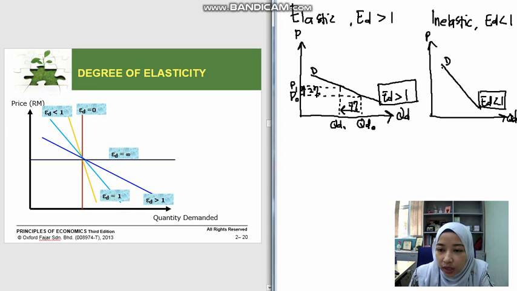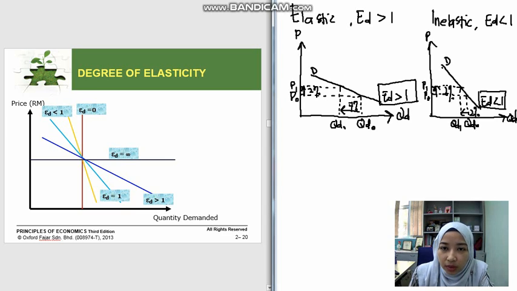Okay, so why do you have a steep demand curve here? Is because when there is a small change in the price, let's say from P0, the quantity demanded is at QD0. So a small change in the price from P0 to P1 will cause a small change in the quantity demanded from QD0 to QD1. So small change, let's say the change in the price is 2%, and the change in the quantity demanded is also 2%.